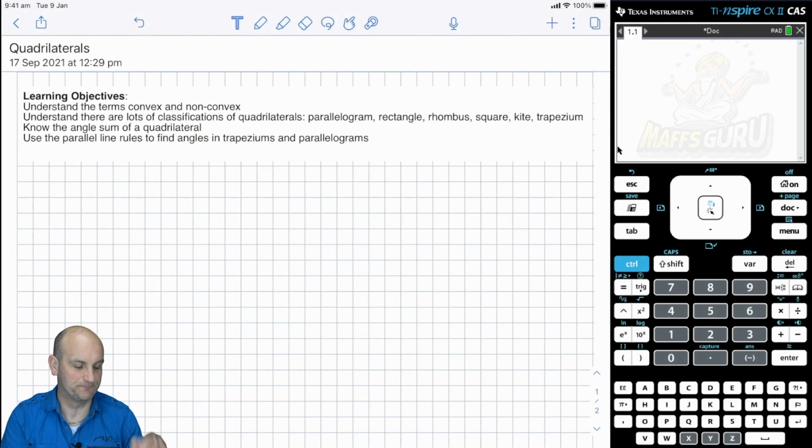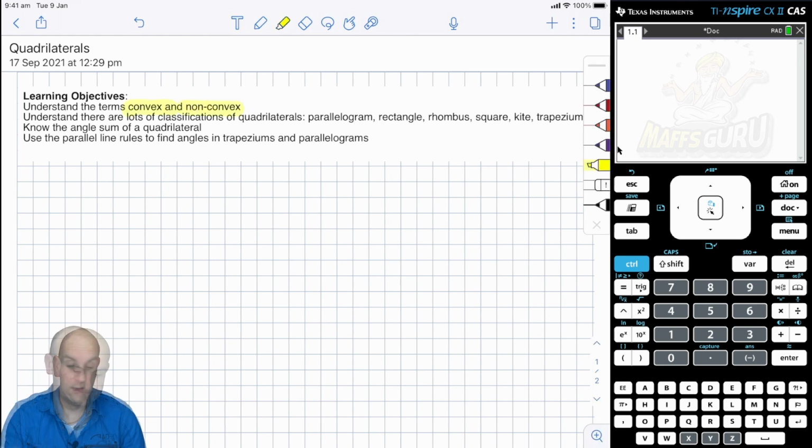Right, quadrilaterals. Let's see what we are working with today. So we're going to understand there's a difference between terminology called convex and non-convex. We're also going to look at the idea that there are lots of different types of quadrilaterals: parallelograms, rectangles, rhombus, square, kite, trapezium. All of these things share one thing. They all have something in common. They have four sides. Awesome.